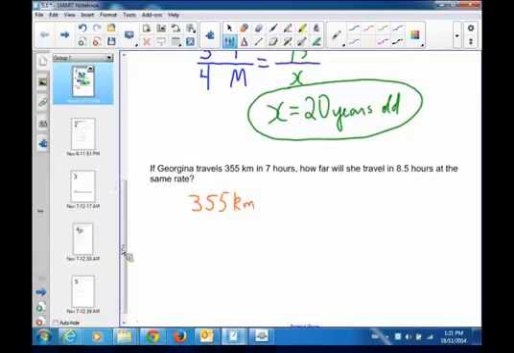So she has 355 kilometers in 7 hours. That's what you're given. We want to find out how far she'll travel in 8.5 hours. We have the hours on the bottom. So she cross-multiplied 355 times 8.5, divided by 7. She got 431.